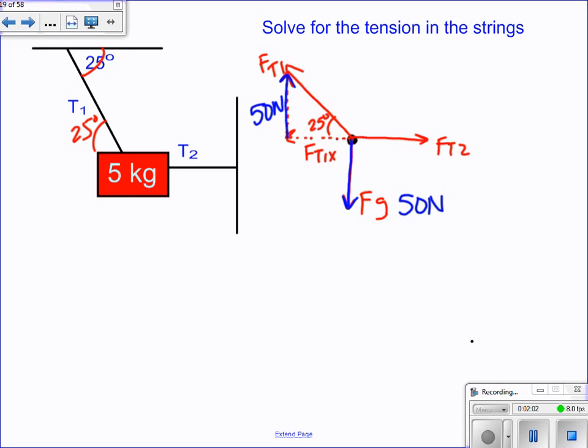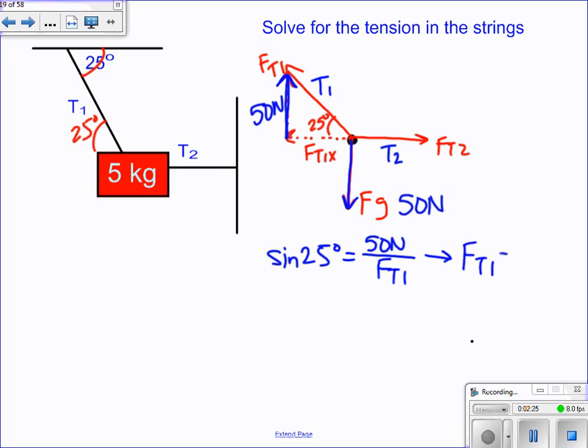And what am I trying to solve for? I'm trying to solve for tension 1 and tension 2. Tension 1 is the hypotenuse of that triangle, and I know the opposite side is 50. So sine of 25 degrees is equal to opposite, which is 50 newtons, over hypotenuse, which is the force tension of the first string. If I rearrange that equation, force tension 1 is equal to 50 newtons divided by sine of 25 degrees. So plugging that into my calculator, 50 newtons divided by sine of 25 gives me approximately 118.3 newtons of tension in rope number 1.